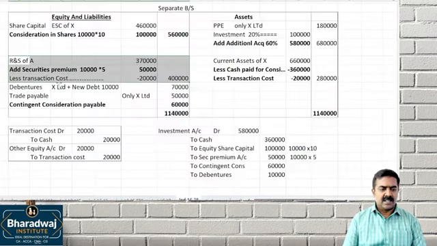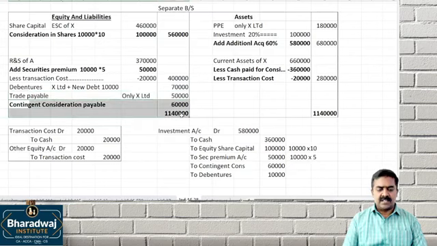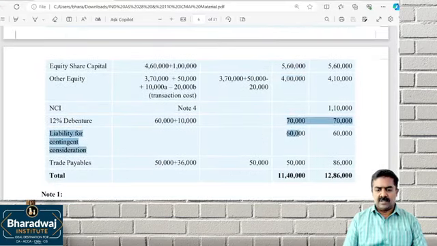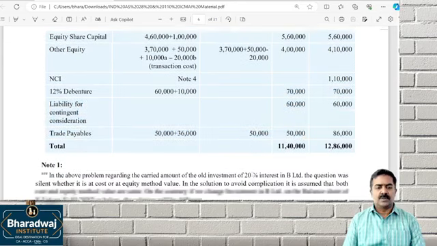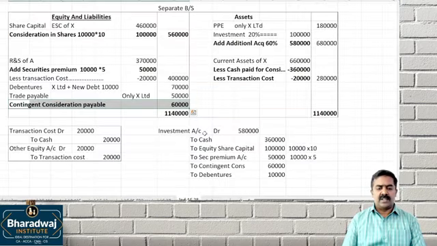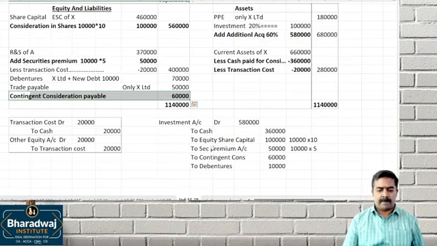Then debentures: X Limited already has some debentures, plus the new debentures given, 70,000, of trade payables only X Limited. Contingent consideration payable by the company 60,000. You can just go through. This is for case 2A. Now read illustration 2B. I request you to read illustration 2B.